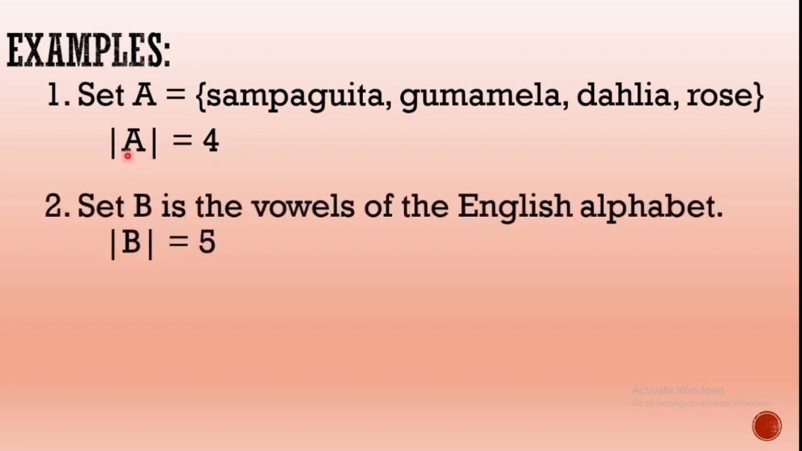Next, number 2. So, set B is the vowels of the English alphabet. So, ano ba yung English alphabet? So, A, E, I, O, U. That's why we have the cardinality of 5. 5 lang po yung vowel sa English alphabet. Number 3. Set C is an empty set. Ma'am, empty set po or null set. Ano po ang cardinality nila?